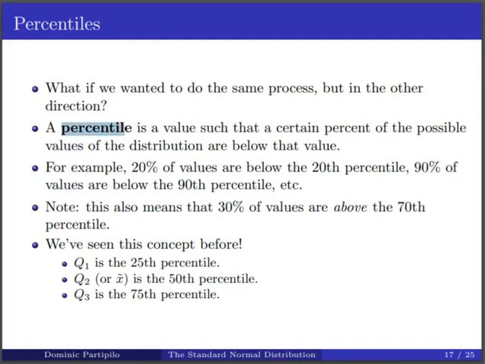A percentile is a value such that a certain percent of the possible values of the distribution are below that value. For example, 20% of values are below the 20th percentile, 90% of values are below the 90th percentile, and so on. The other thing this means is that 30% of values are above the 70th percentile, because if 70% of the values are below the 70th percentile, that means 30% of the values are above the 70th percentile.